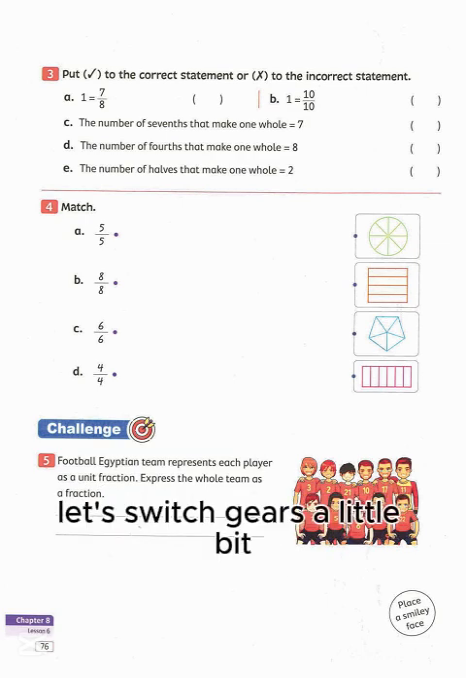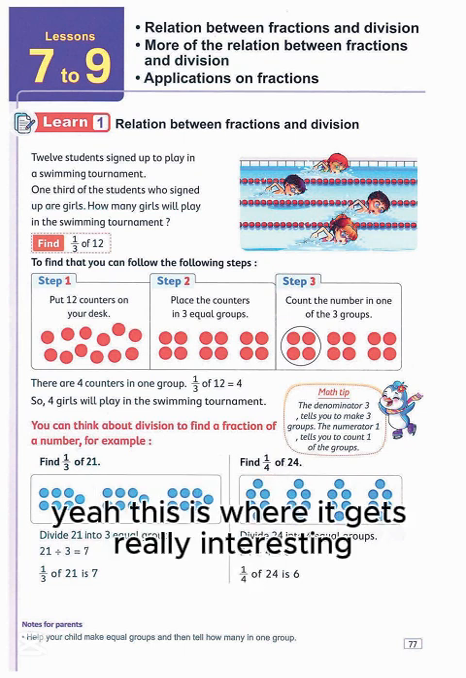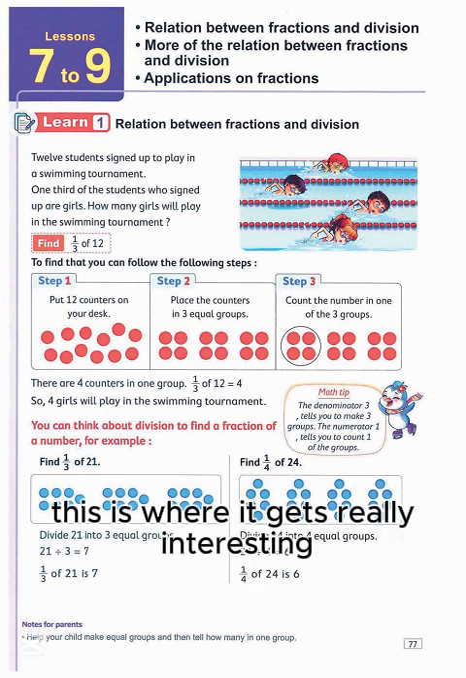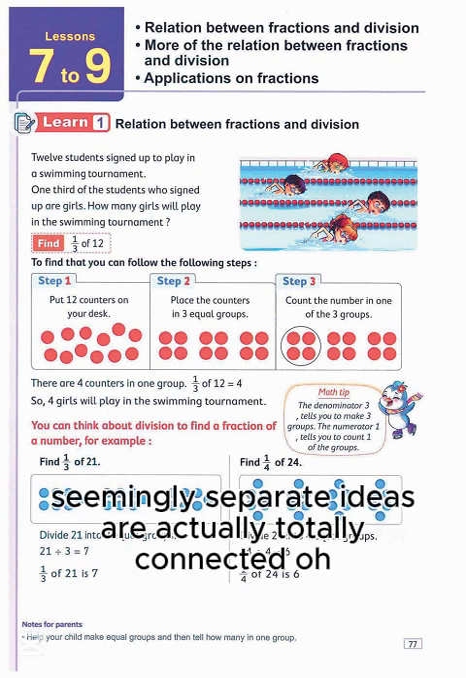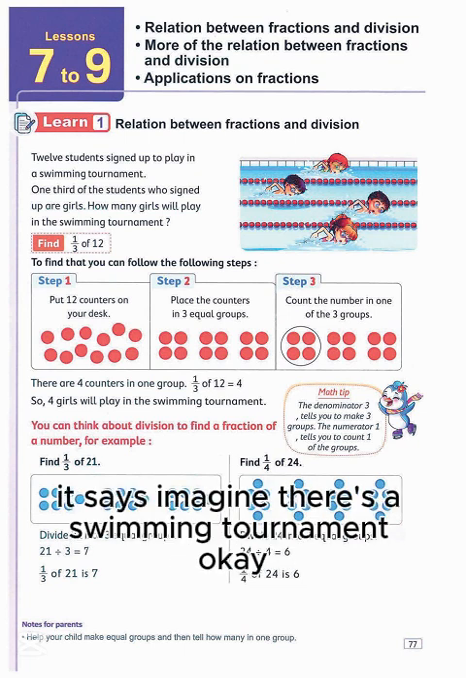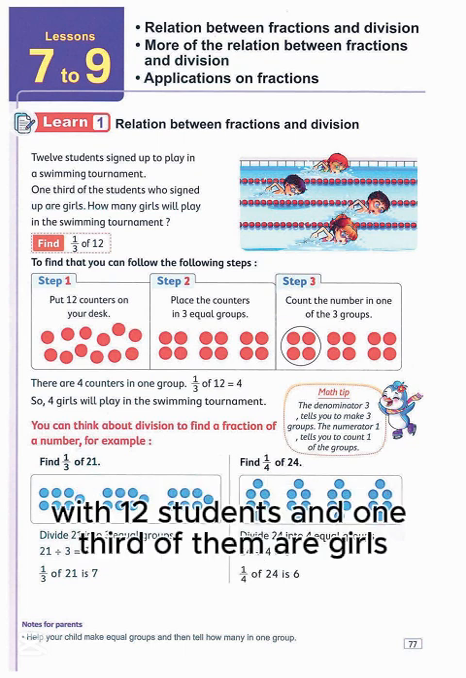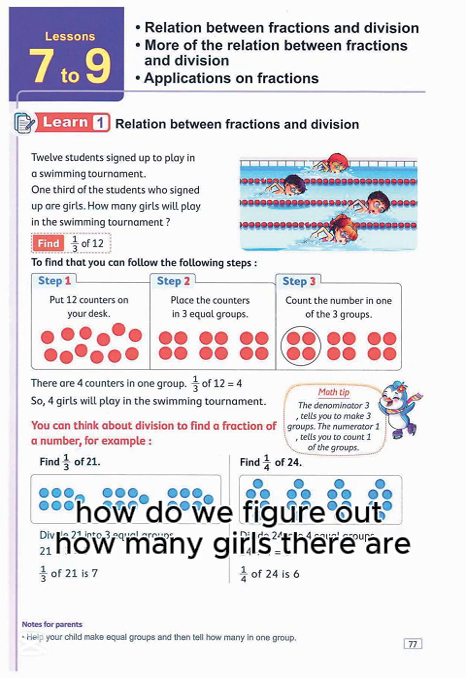Let's switch gears a little bit and talk about the relationship between fractions and division. This is where it gets really interesting, and you start to see how these two seemingly separate ideas are actually totally connected. The source starts out with a really relatable example. It says, imagine there's a swimming tournament with 12 students, and 1/3 of them are girls. How do we figure out how many girls there are?